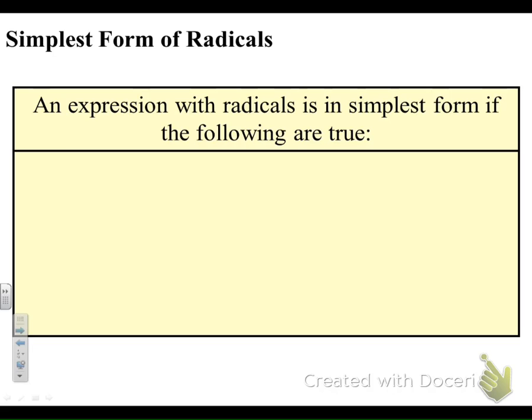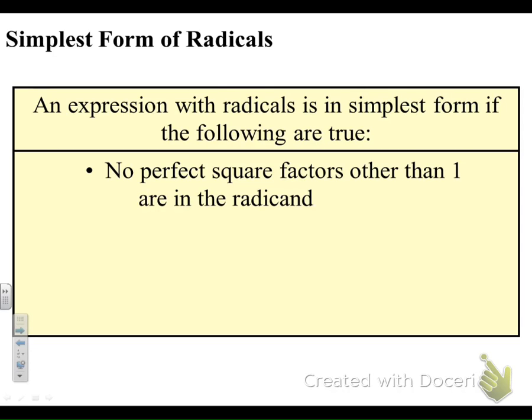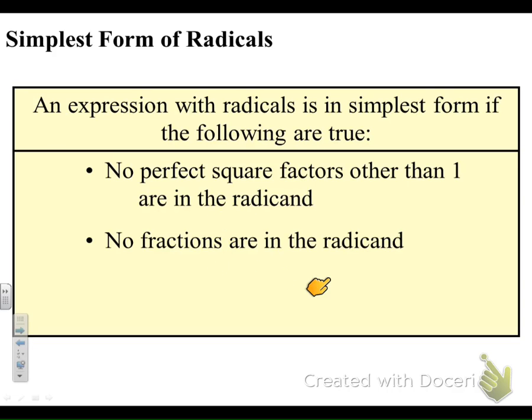Simplest form of radicals is if you have no perfect square roots other than 1 in the radical. No fractions can be in the radicand. So you cannot have the square root of 3/5. You've got to rationalize.